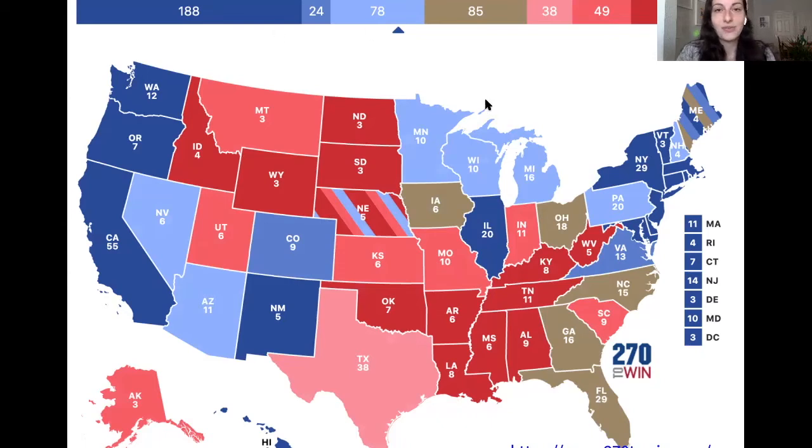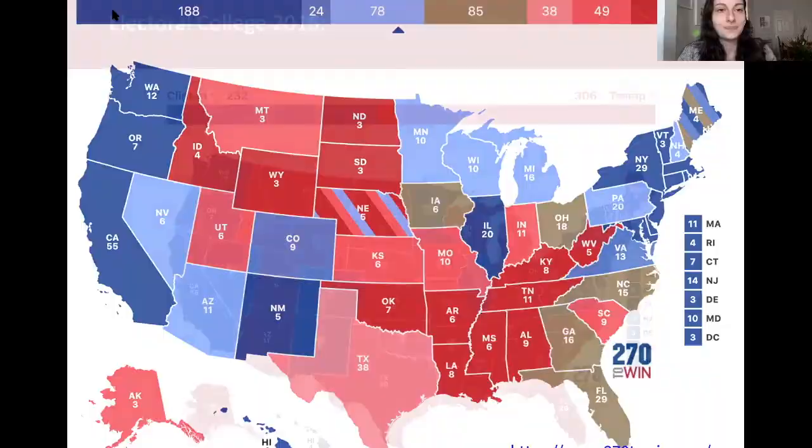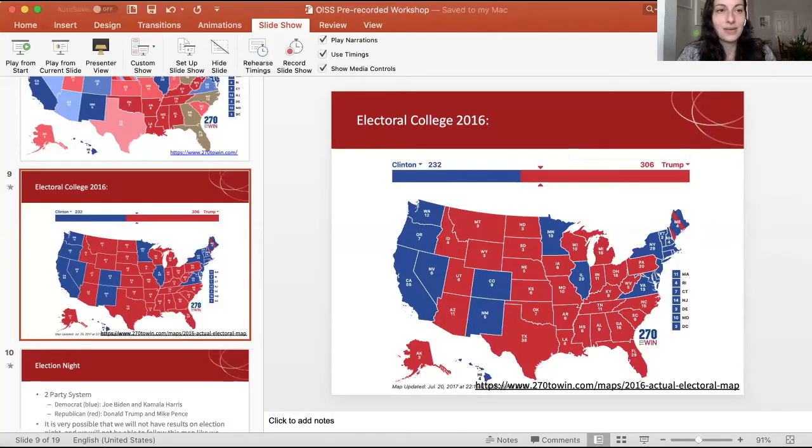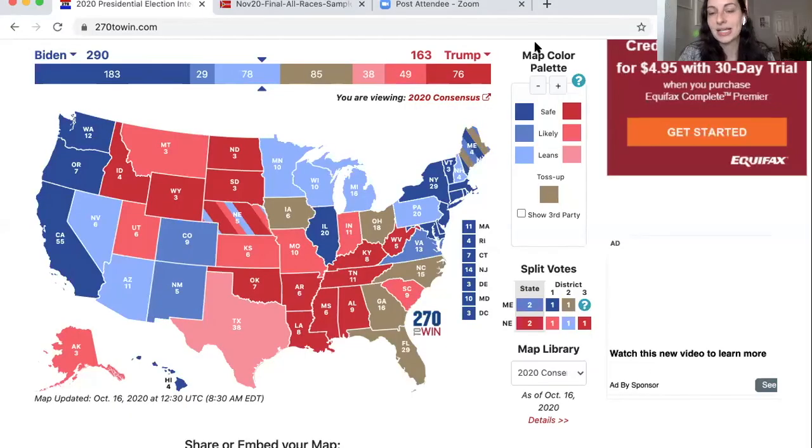I'm going to move us over to an interactive map. Let's see how I can get there. Great. Now we can play around with these numbers a little bit. Right now the polling in this map shows that Biden is leading Donald Trump in the race to the 270.